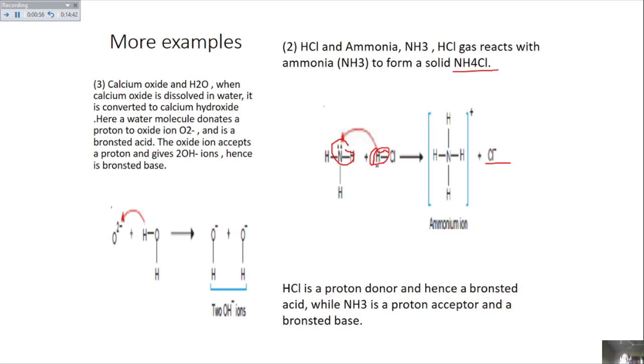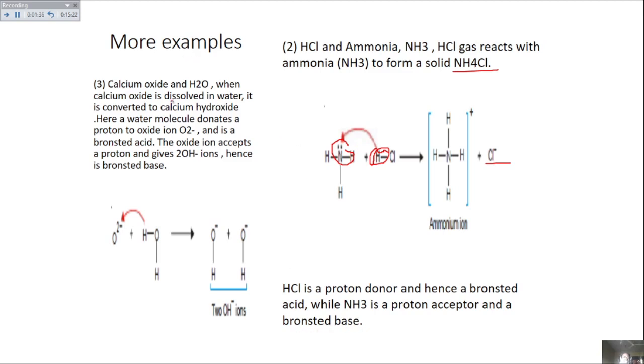Therefore, in this particular case, HCl is acting as a what? A Brønsted acid, because it's donating a proton, while ammonia is accepting the proton that is being donated by this HCl, and this becomes what we call a Brønsted base. HCl is a proton donor, it's donating hydrogen ion, and hence is a what? Brønsted what? Acid. Why is NH3, that is ammonia, a proton acceptor and is called a Brønsted base.